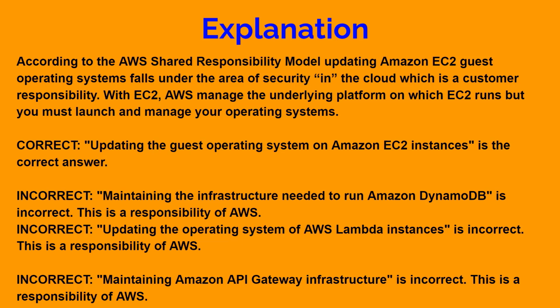Incorrect. Maintaining the infrastructure needed to run Amazon DynamoDB is incorrect. This is a responsibility of AWS. Incorrect. Updating the operating system of AWS Lambda instances is incorrect. This is a responsibility of AWS. Incorrect. Maintaining Amazon API Gateway infrastructure is incorrect. This is a responsibility of AWS.